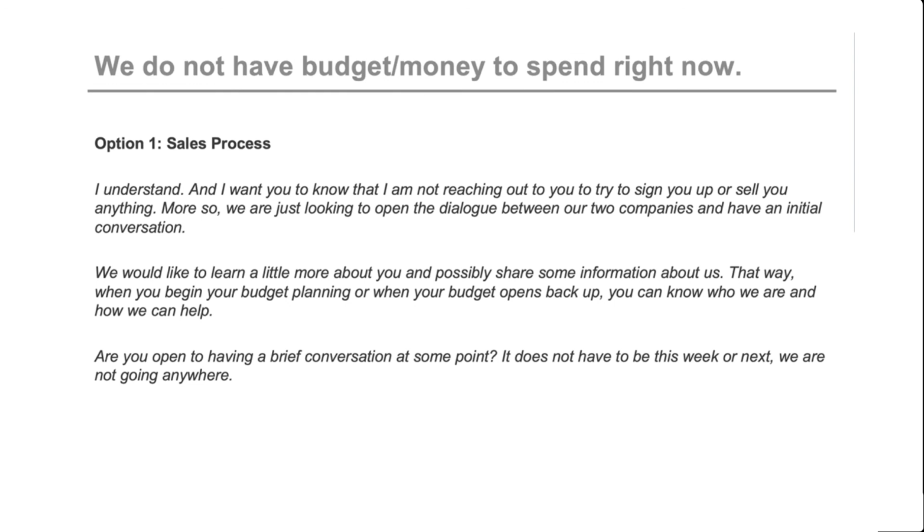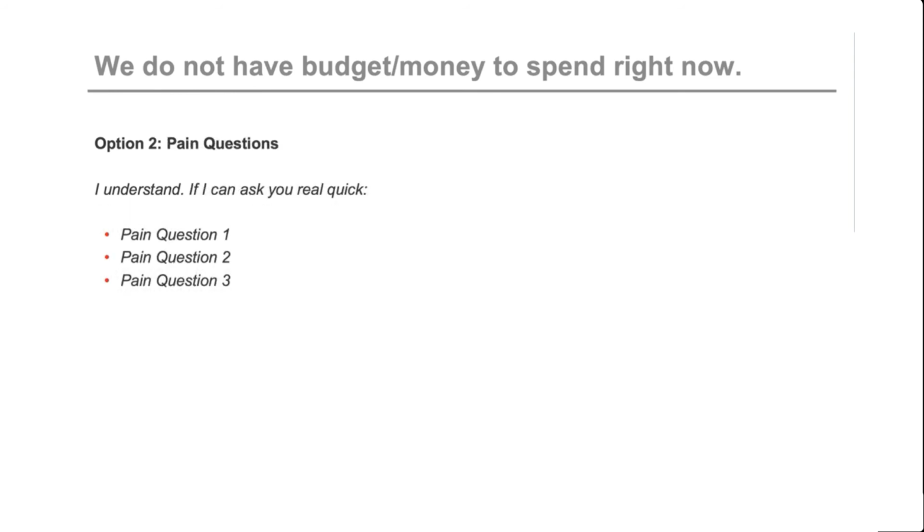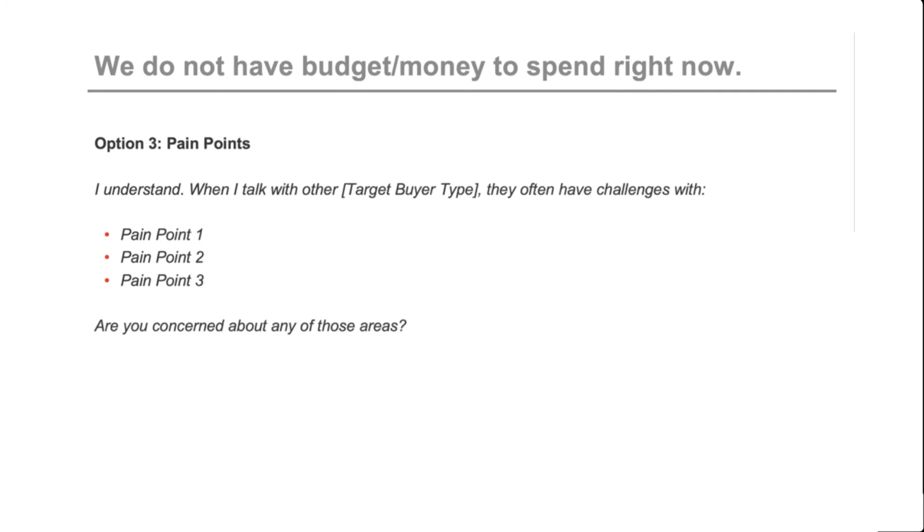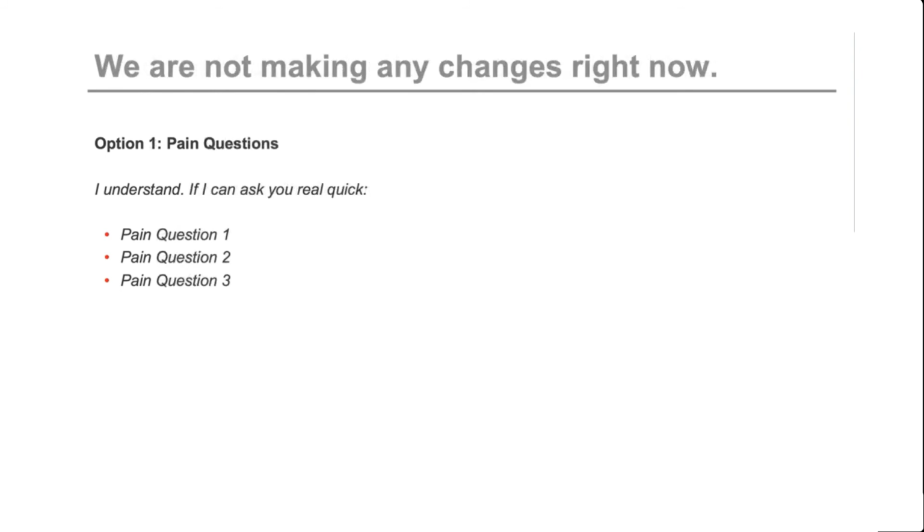Regarding "we don't have any budget or money to spend," you could reply to that with a deflection back to your sales process. We'll explain this more when we talk about objection handling. But you could also reply to that with your pain questions building block. Oh, I understand. But if I could ask you real quick, how important is it for you to decrease time in this particular area? You could also reply with your pain points building block to this objection. Oh, I understand. When I talk with other CFOs, they often have challenges with the reconciliation report. How concerned are you about that?